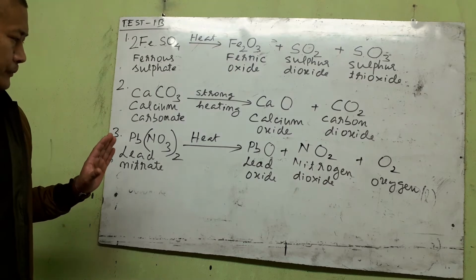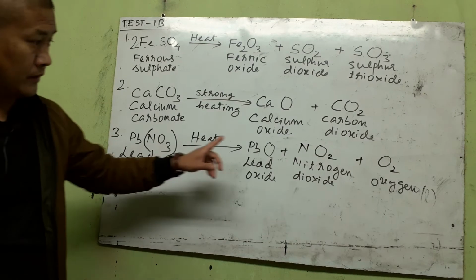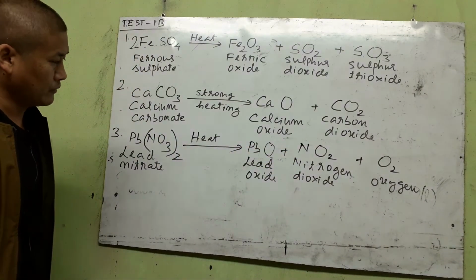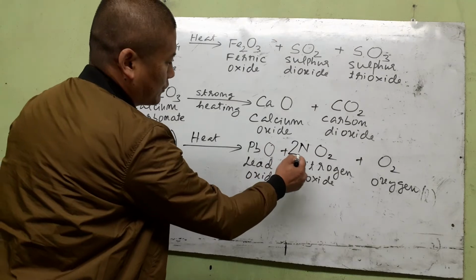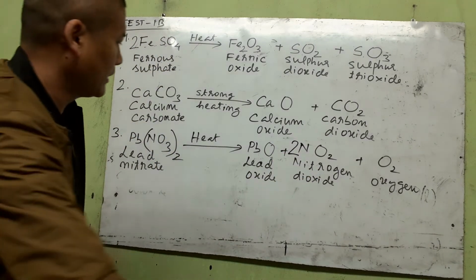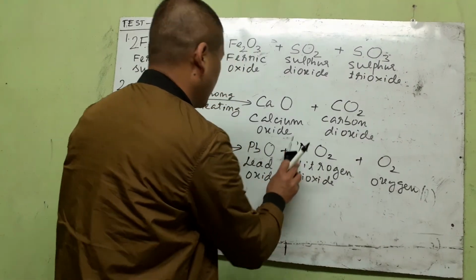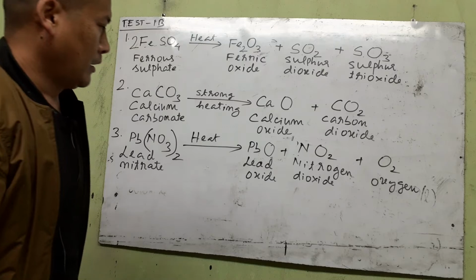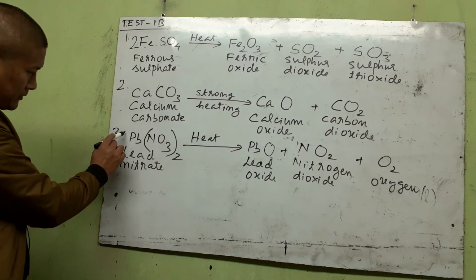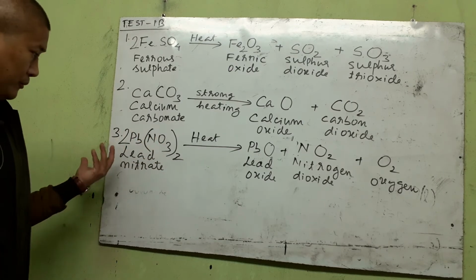Balanced so far. Nitrogen is 2 ones are 2 on the left side. Here only 1. So the only way to balance this would be to put a 2 here to make it equal to this 2 nitrogen. But before we do that, let us see one more thing. Here I think we need to apply a little bit of common sense. So we need, if you can remember this, 2 lead nitrate on the left side, 2 molecules. Keep that in your mind.